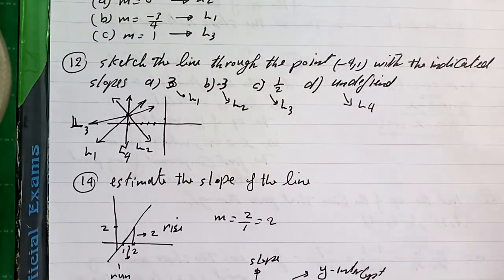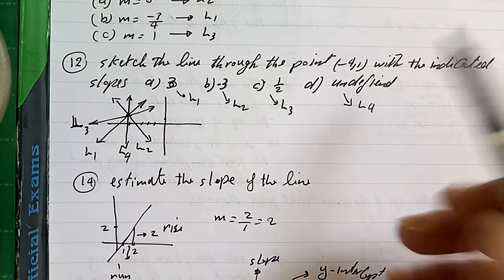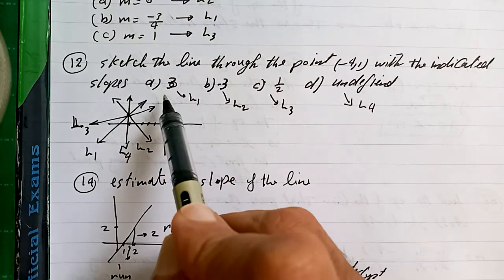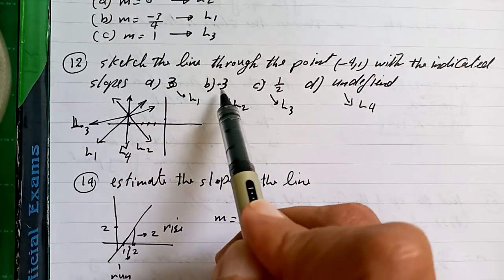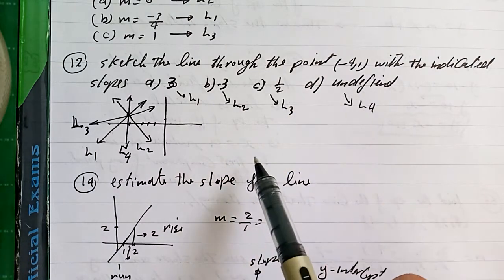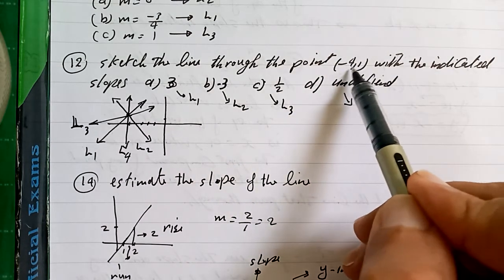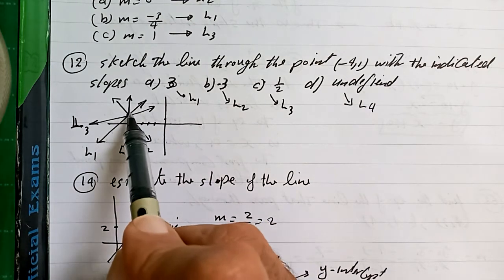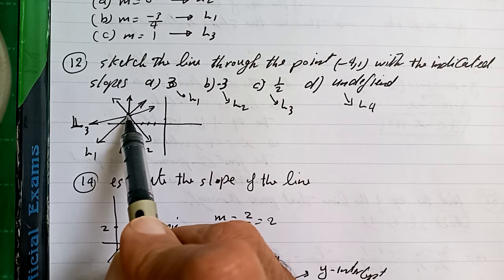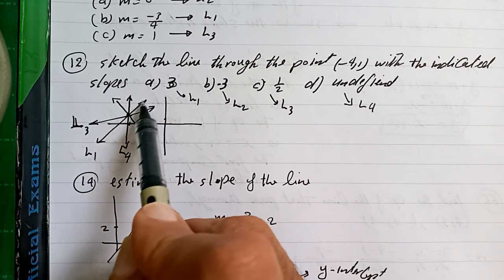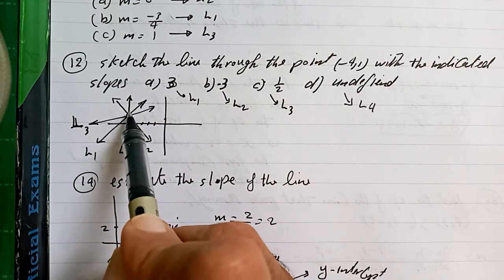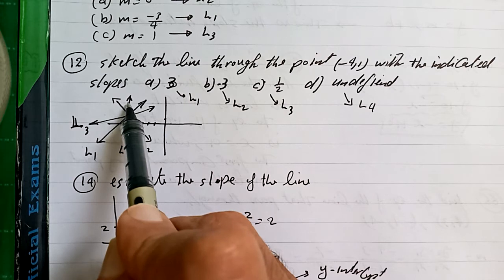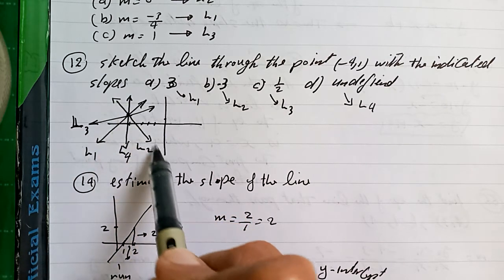Number 12: sketch the line through the point negative 4, 1 with the indicated slope. Slope 3, slope negative 3, slope half, and undefined. First, identify the point negative 4 and 1. This is negative 4 and 1. If you have slope 3, it means you go up 3 and 1 to the right, so it will be line 1. Negative 3 means go up 3 and 1 to the left, so it will be line 2.